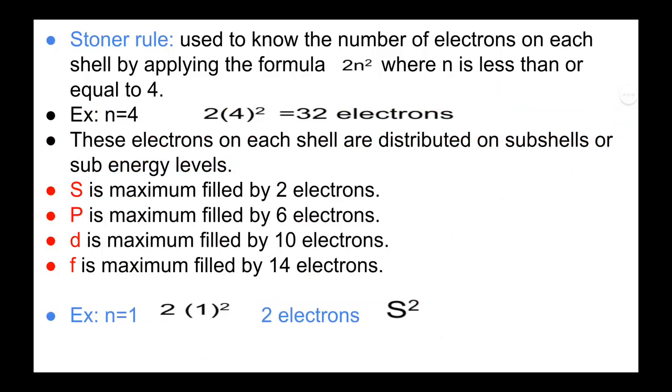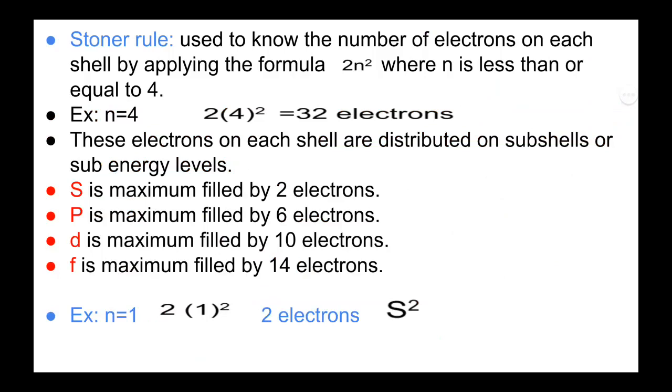These electrons on each shell are distributed on subshells or sub-energy levels, which is different from the way we used to distribute electrons in grade 9. In grade 9, we used to distribute electrons on energy levels K, L, M, and N. Now it's different. We have sub-energy levels or subshells that are S, P, D, and F. S can be filled maximum by 2 electrons, P can be filled maximum by 6 electrons, D can be filled maximum by 10 electrons, and F is filled maximum by 14 electrons.